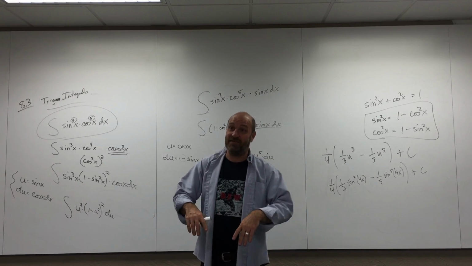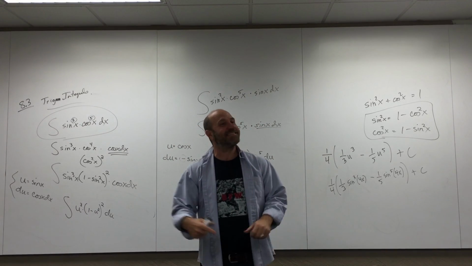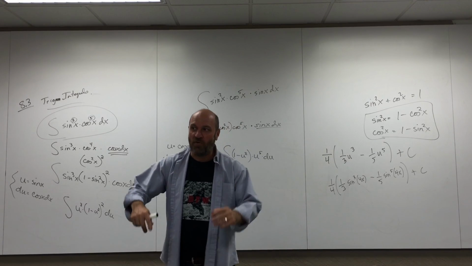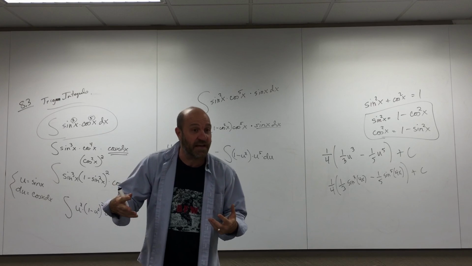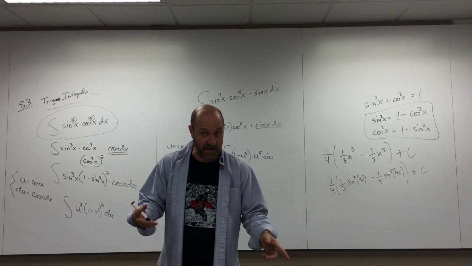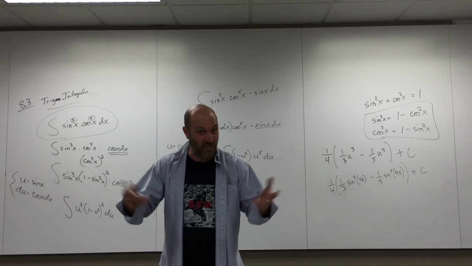And then they do a whole thing about secants and tangents. How do you handle those? And then they do a whole other thing about cosecants and cotangents. How do you handle those? So there's kind of a lot in section 8.3 here. It's all involving trig.